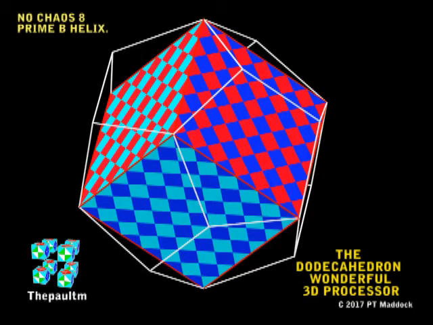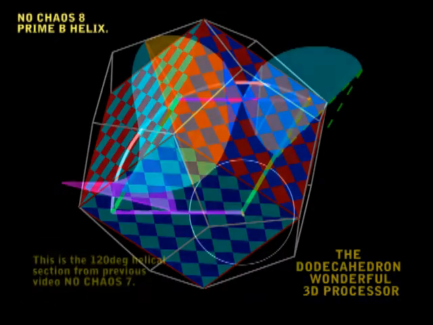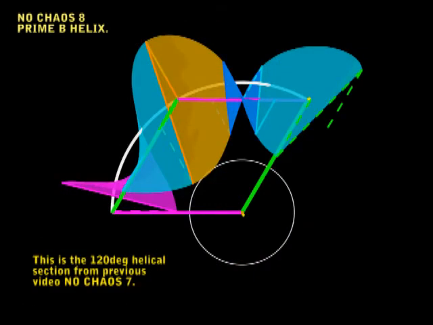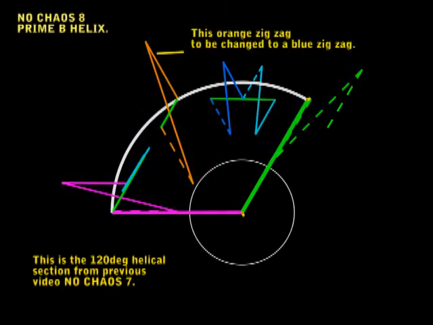I've got a new video to show you, and I'm calling it No Chaos 8. In my last video, No Chaos 7, I focused on the B-type DNA. I showed that you could get 5 swirls in a 120-degree section. But when I was converting these zigzags into B-type DNA rungs, I found that the orange zigzag wasn't exactly the right shape. Now look when I add a blue vector zigzag.